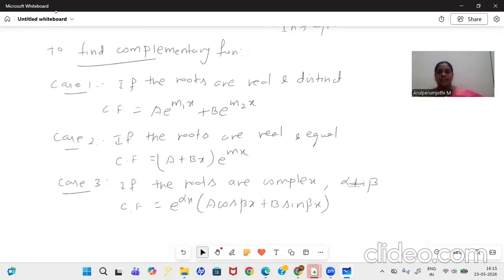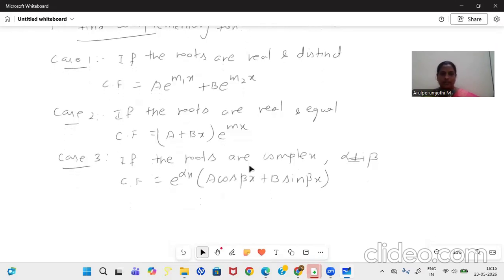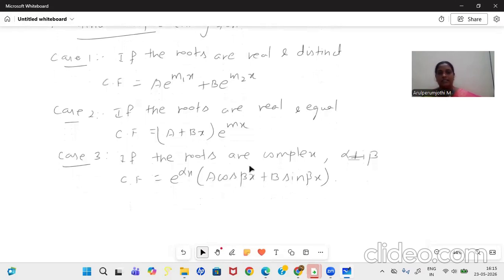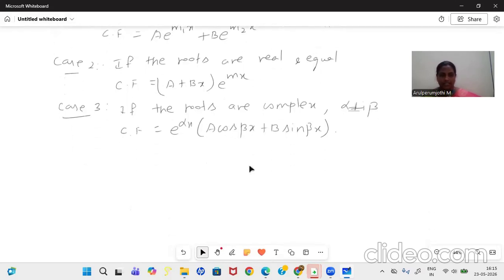So there are 3 ways to find your complementary function. It depends upon the roots. The equations will vary. If the roots are real and distinct, then it is A e^(m1 x) plus B e^(m2 x). If the roots are real and equal, then it is (A plus Bx) into e^(mx). And the last one, if the roots are complex, that is in the form alpha plus or minus i beta, then that can be written as e^(alpha x) into (A cos beta x plus B sin beta x).